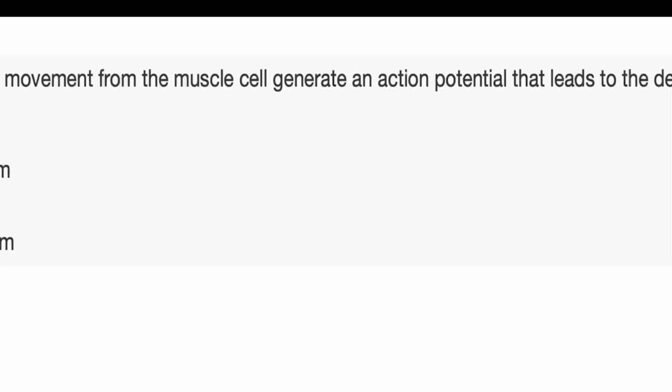Okay, I will reveal the correct answer to this question. The movement of sodium and potassium ions from the muscle cell generates an action potential that leads to depolarization of the inner muscle fiber. It's very easy to remember. Sodium and potassium ions are always linked to depolarization in an action potential.